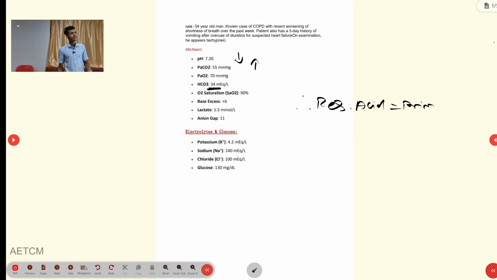Now we'll move on to our ABG. Here the person has COPD, so it comes under the case of chronic, right? So there the compensation will be 10:4.